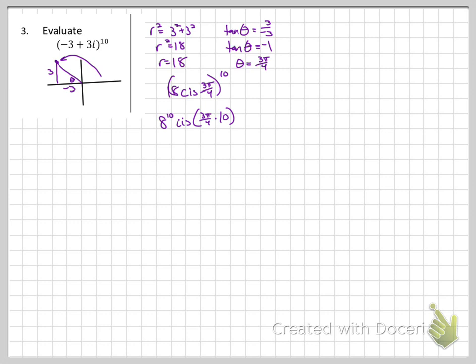Wait, where did I come up with 8? Sorry, let's go back. R is root 18, so let's fix it here. Root 18, so this is root 18 to the 10th. Okay, write it down correctly. If you don't have a calculator, you could leave it as root 18 to the 10th. I believe root 18 to the 10th is this.